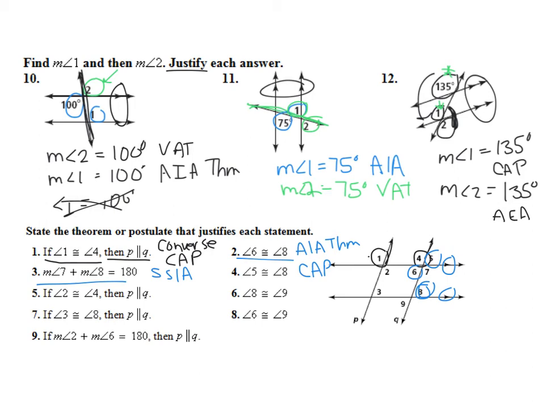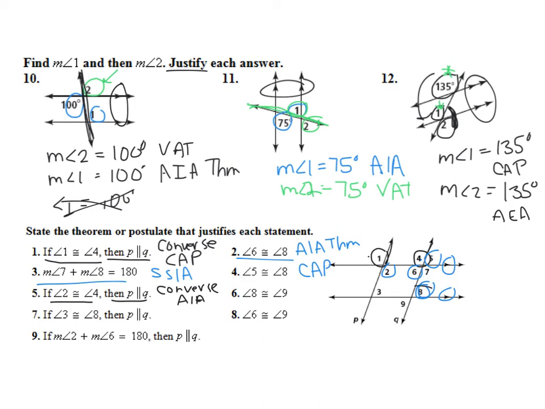And number 5, if the angles are congruent, then the lines are parallel. 2 and 4 are alternate interior angles. These are the two parallel lines. This is a transversal. So 2 and 4 are alternate interior angles. So because it's if the angles are congruent, then the lines are parallel, it's the converse of the alternate interior angle theorem.